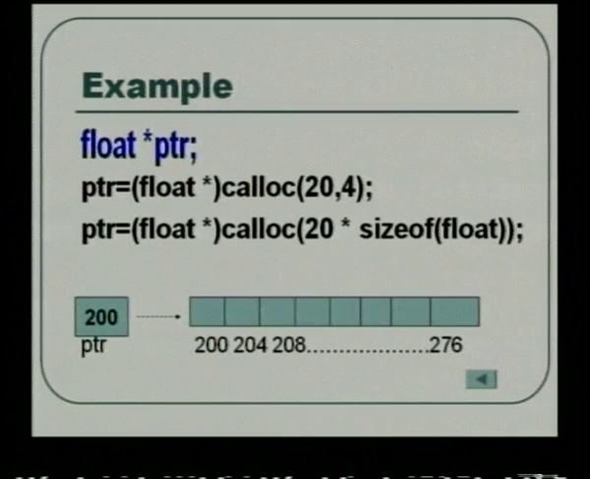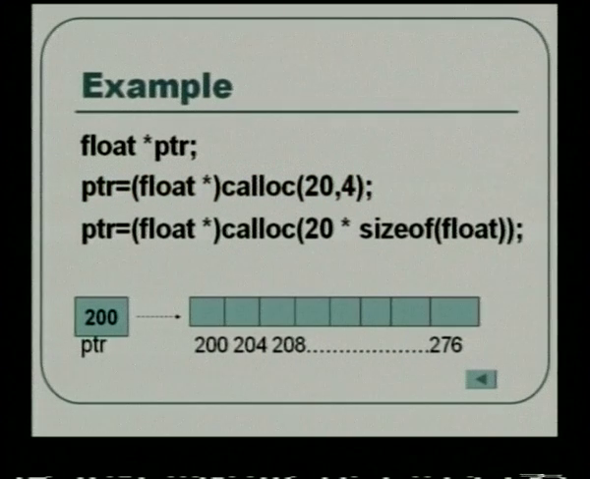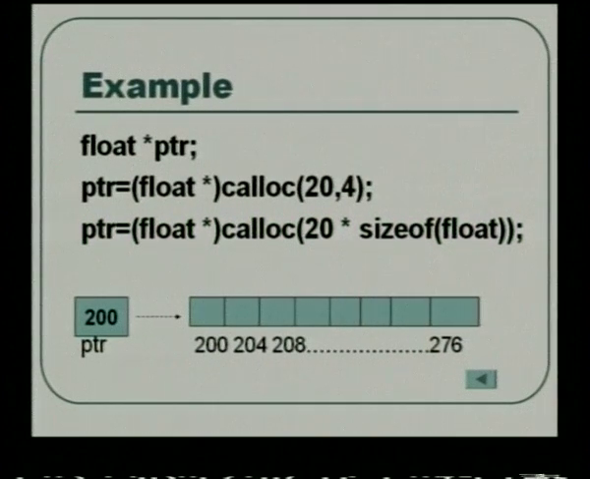Float pointer variable. This variable stores memory only for a particular data type, which you have to explicitly mention. Pointer, float, indirection operator, calloc 20, 4. What is 20? 20 is the number of blocks, and 4 is the size of each block. So, 20 into 4, totally 80 bytes of memory are allocated. Another option is again calloc 20, where 20 is the number of blocks, into sizeof float. This is similar to the malloc function, where instead of you telling the size of a data type, you allow the compiler to decide it.